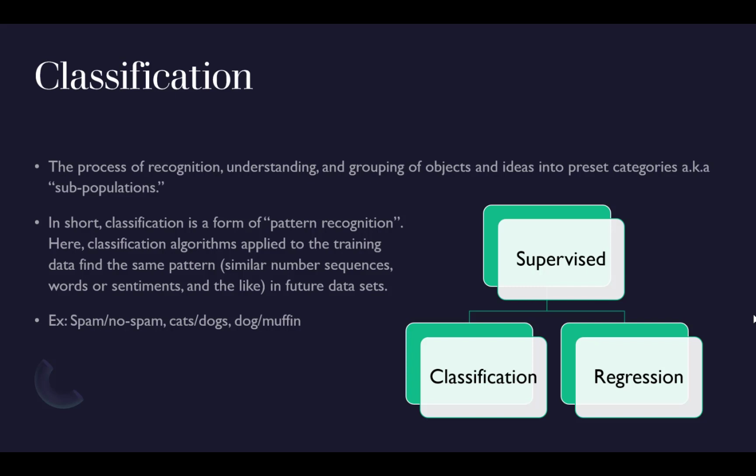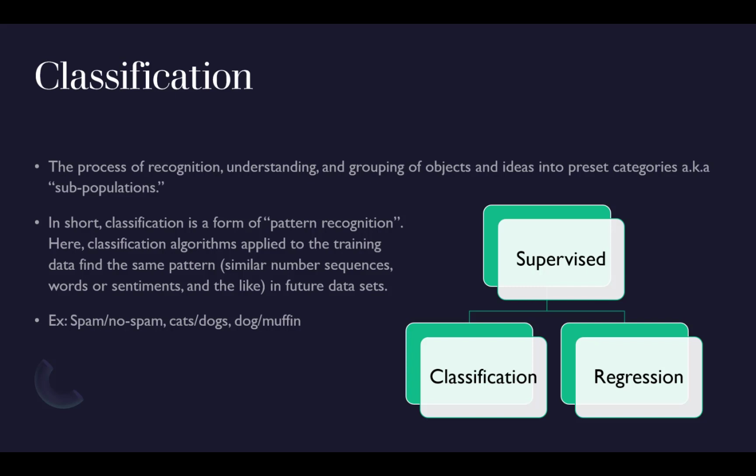On that schema here, we see that classification is actually a category of supervised learning. Another category is regression, but we are not going to cover regression today. If you're interested in learning more about it, I do recommend checking it out. There are lots of resources online. In short, classification is a form of pattern recognition.